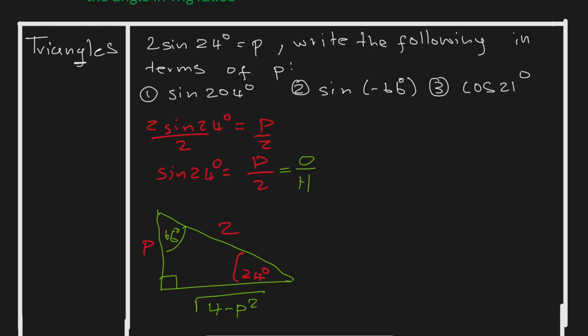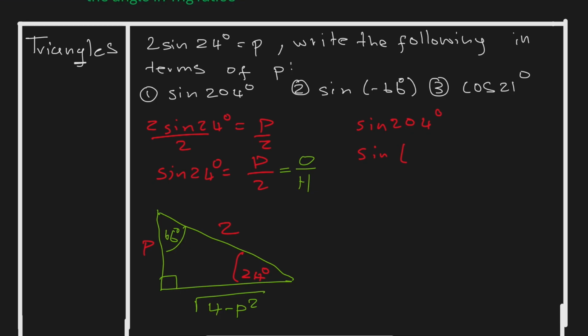So the first question says we must determine sine of 204. Now we don't have this angle of 204, so we're going to find a way to write 204 in a way that we can reduce it, but we must have either this as a reference angle or that as a reference angle, because we have those in our right angle triangle. So how can we write 204?